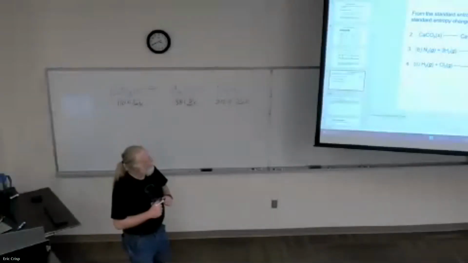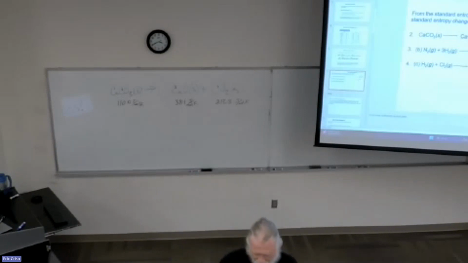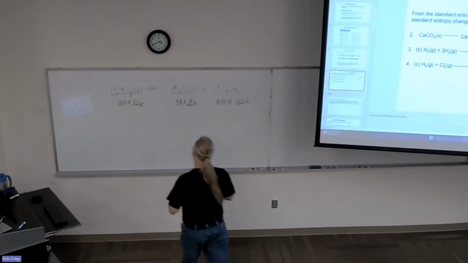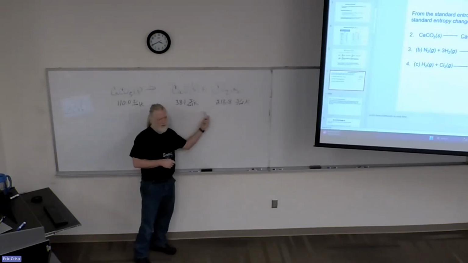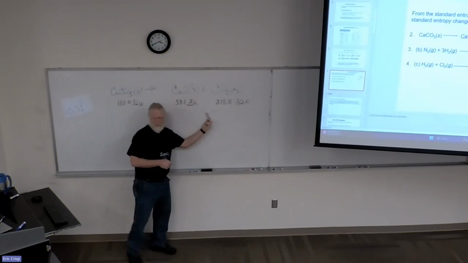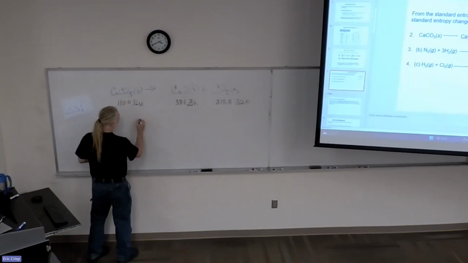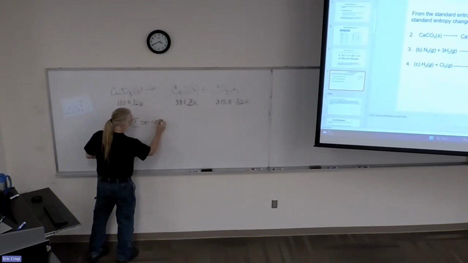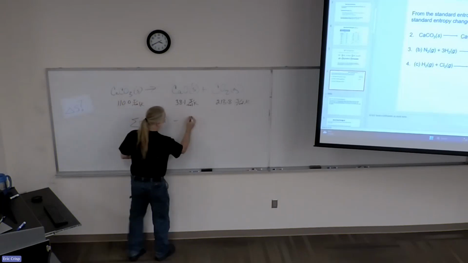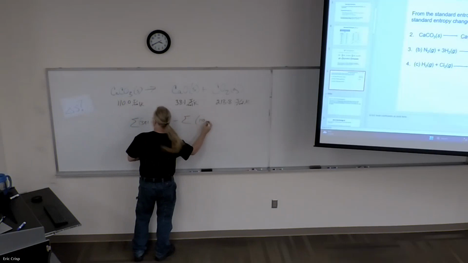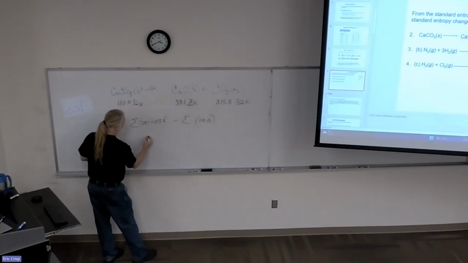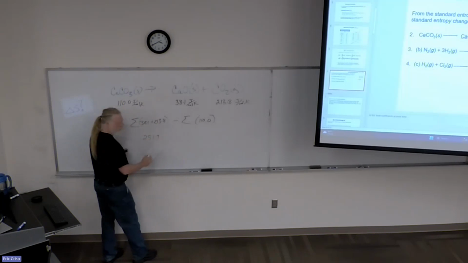Just talking about the delta S works the same as delta H. So what are you going to do? I just wanted to get the idea that you're going to add these two together and then subtract the reactants. So these two added together minus the reactants. So that is 251.9, is that right?